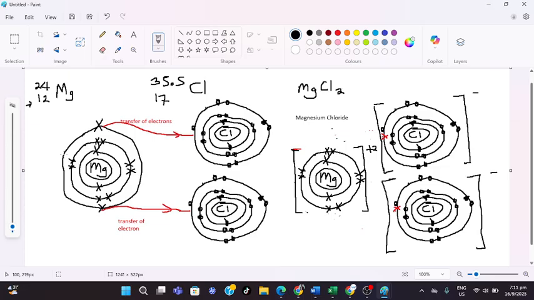For chlorine, we have two isotopes. I think it's gonna look like this. We call this chlorine 35. They're gonna look the same. And we're gonna have chlorine 37.